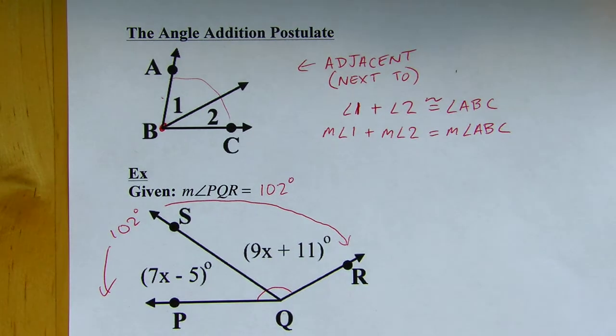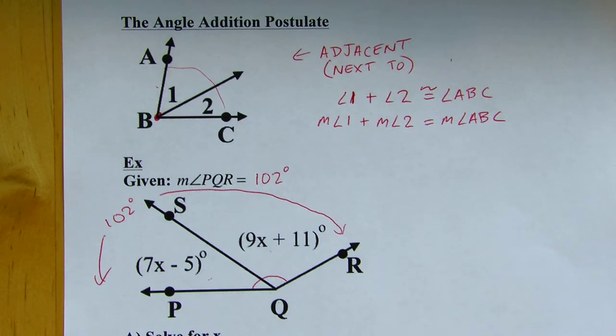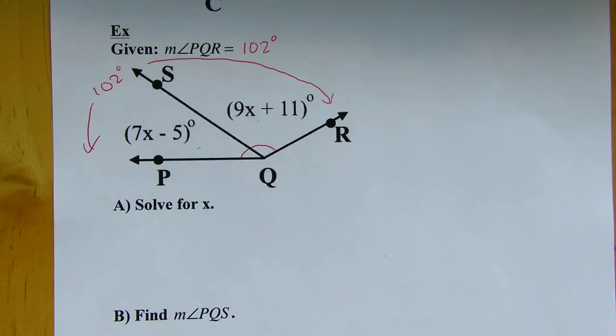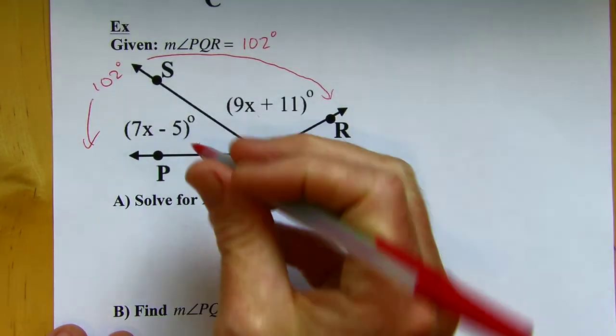I'm just going to put that in the picture. Okay. All right, so now what we can do is use the angle addition postulate. These are adjacent angles, so these two angles added together must equal 102. Okay, so I'm going to solve for x. So I can write myself an expression.